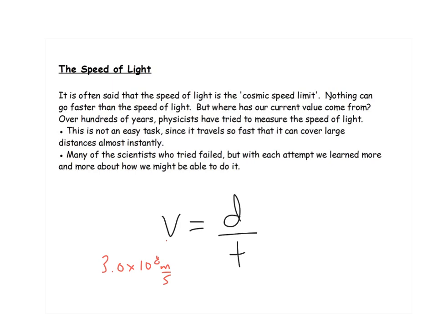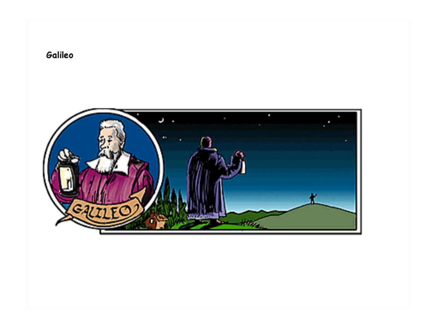The problem with this, and we're going to look at a couple of experiments that scientists did, is that if the distance was small, the time was going to be very small and very hard to measure. And the other is that in early history, it was hard to measure very large distances. So we're going to look at how scientists used the simple idea to actually get at the speed of light. Galileo tried to measure the speed of light by standing with an assistant on a near hill.